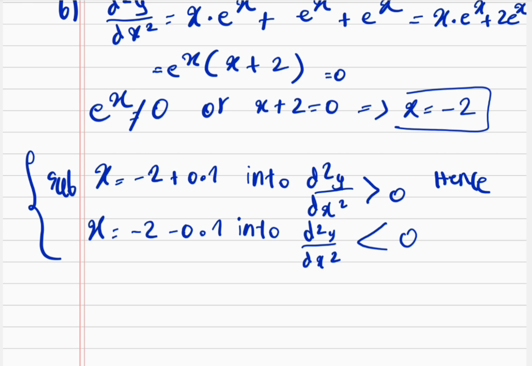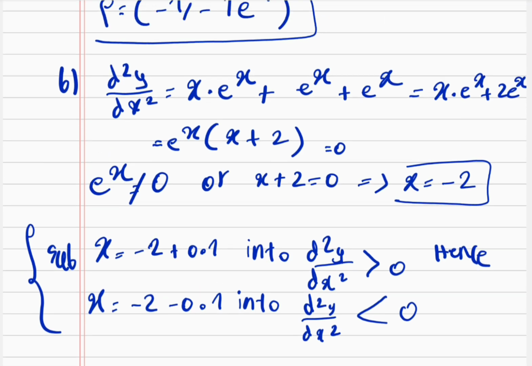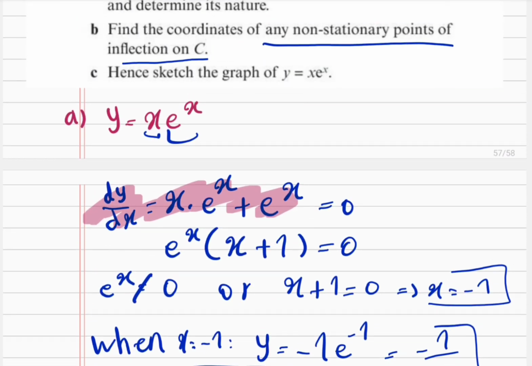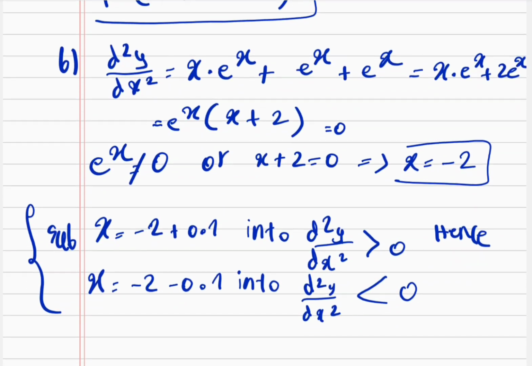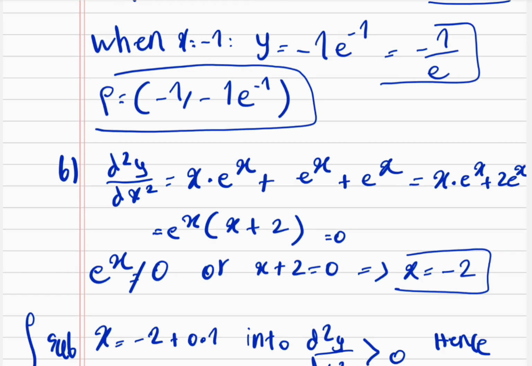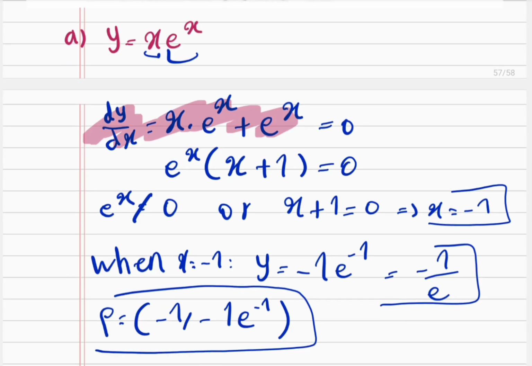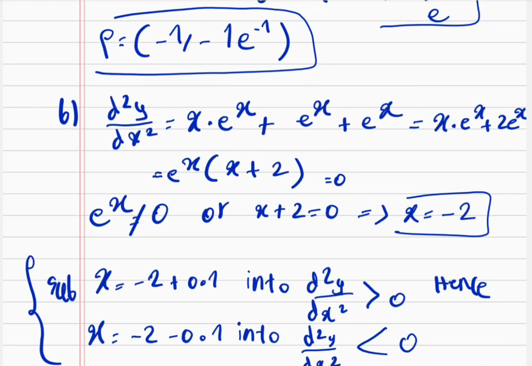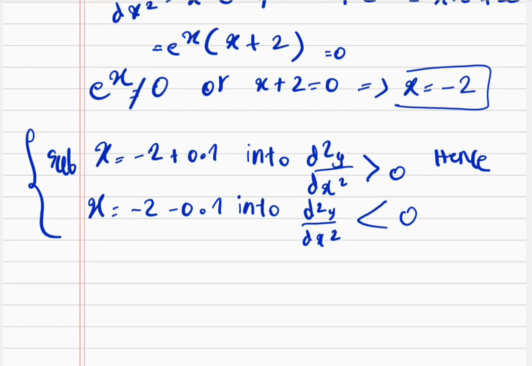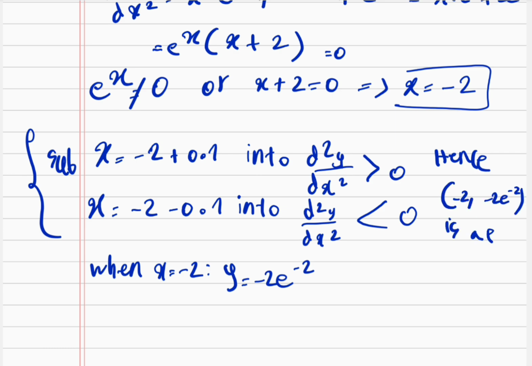Now, in order to find the point, we need to substitute, remember that, minus 2 into the equation of y is equal to x times e to the x, to just get the y coordinate of the point of inflection. And by simply substituting that, we are going to get minus 2 times e to the power minus 2. So that's the y coordinate of the point of inflection. So just to quickly write that down, when x is equal to minus 2, y is equal to minus 2 times e to the power minus 2. Hence, minus 2, e to the minus 2 is a point of inflection.